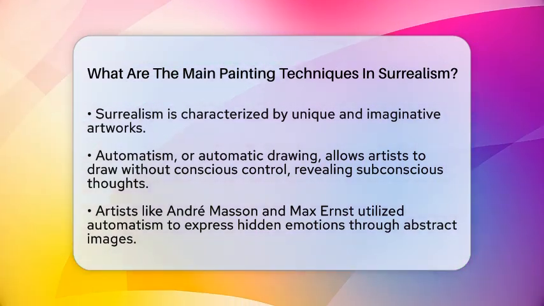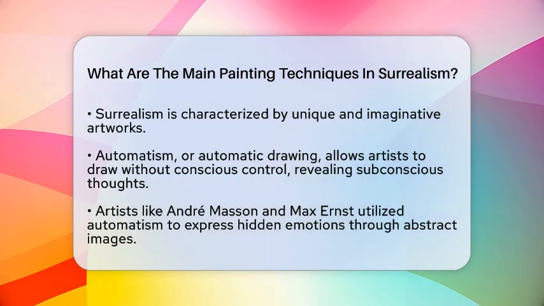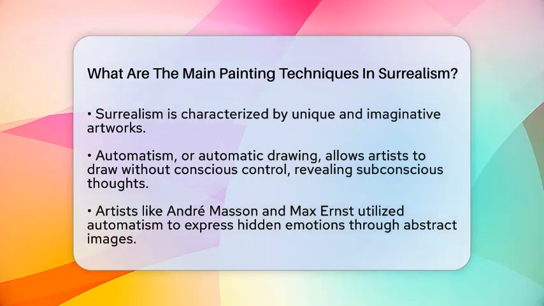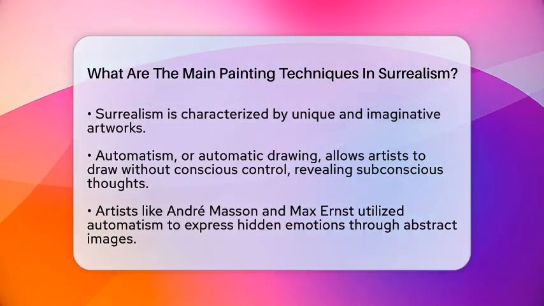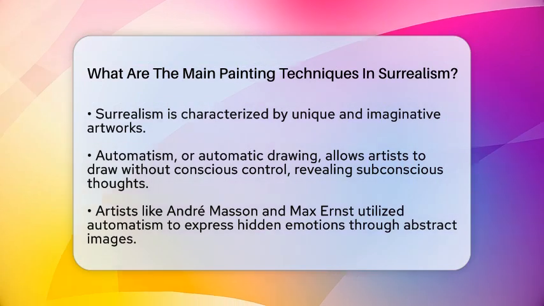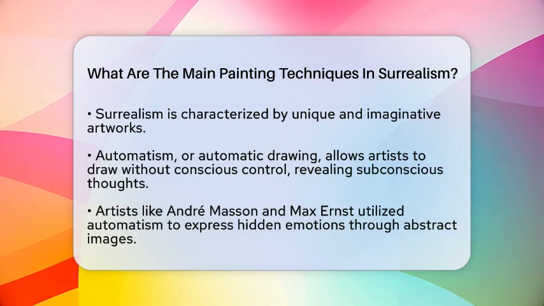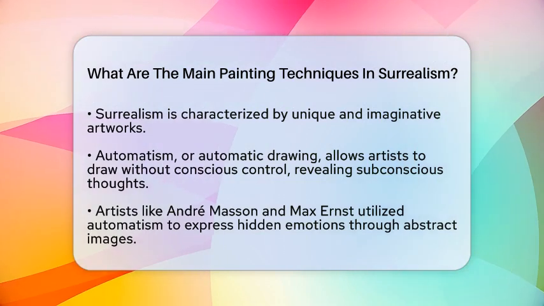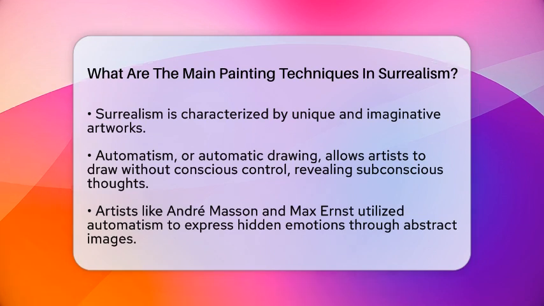One of the cornerstone techniques in Surrealism is automatism, or automatic drawing. This involves letting your hand move freely across the paper or canvas without any conscious thought or control. It's a bit like doodling, but with a much deeper purpose. Artists like André Masson and Max Ernst use this method to tap into their subconscious minds, revealing hidden emotions and ideas through chaotic, abstract images.